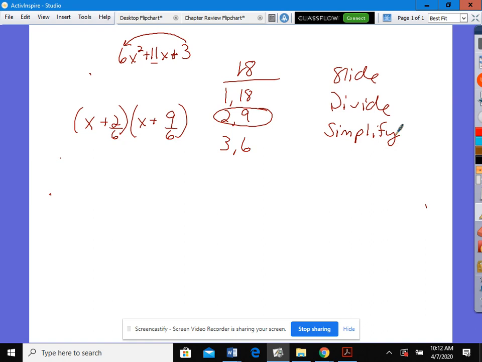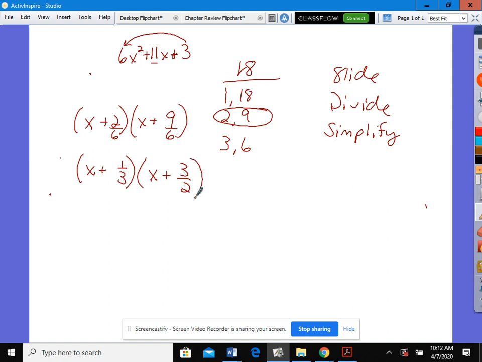So we need to completely simplify 2/6. Well, that simplifies to 1/3. And we need to completely simplify 9/6. Well, that simplifies to 3/2.